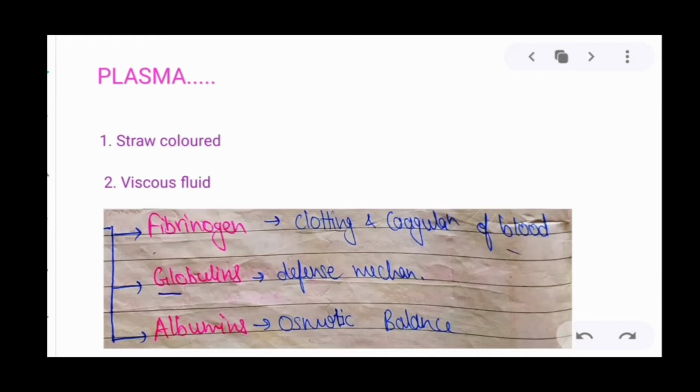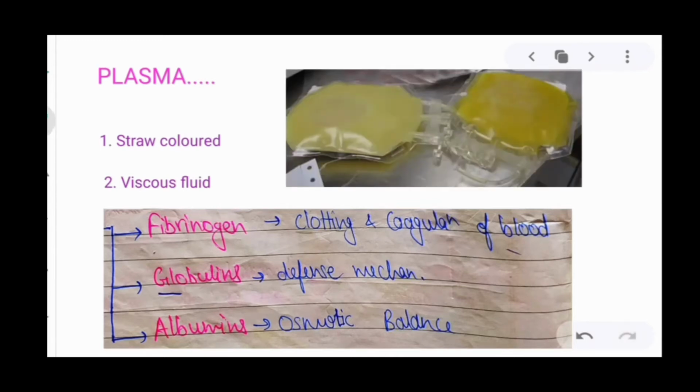First of all, coming to plasma. Plasma is a straw colored fluid, or we can say a pale yellow colored fluid, and it's a viscous fluid. What do we mean by viscous? A viscous fluid means a sticky and thick fluid which has a consistency between a thick solid and a liquid. And the plasma looks like this, the straw colored or pale yellow colored fluid.